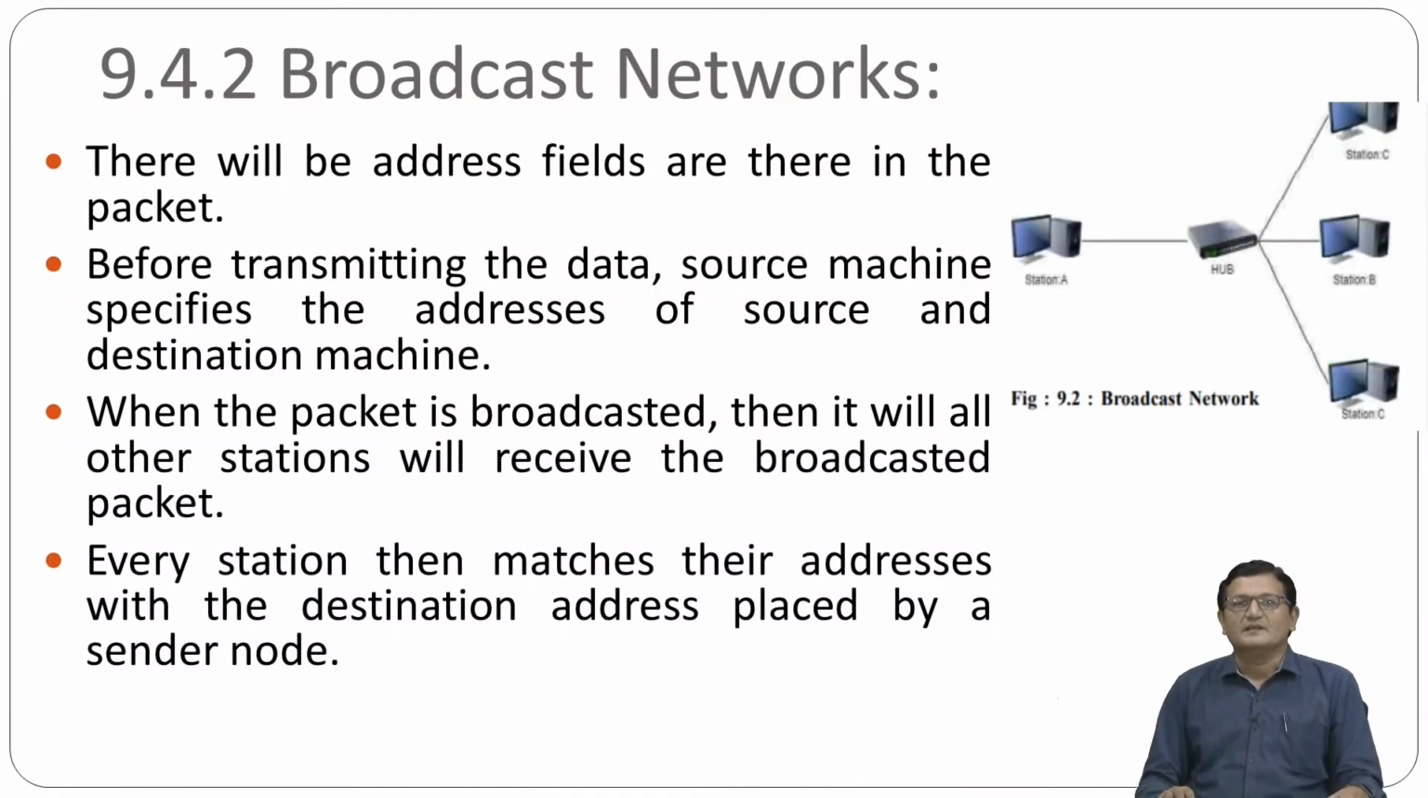Fine. There will be an address field. In every packet there will be an address field, and before transmitting the data, the sender machine will put the source IP address and the destination's IP address. So, before transmitting the data, the source machine specifies the IP address of the source and destination machine. When the packet is broadcast, it will be received by all the stations. The machine for which this particular packet is intended will keep a copy of the packet, and the rest of the machines will simply ignore the packet.